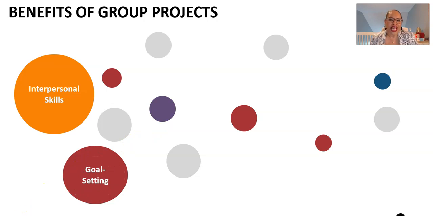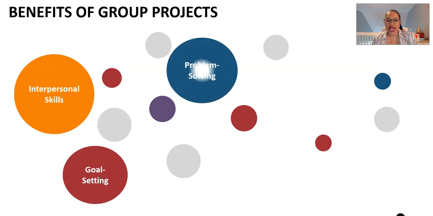All right, goal setting. Your students are going to learn how to set goals. Now, we just stuck right here with interpersonal skills and goal setting. Imagine how phenomenal, how dynamic, how influential, how impactful our students could be in the marketplace, in their own lives, if they could just develop their interpersonal skills and learn how to set goals and, of course, achieve those goals. The next thing that they learn from group projects is problem solving. They develop problem solving skills internally, and they develop problem solving skills as it relates to working with other people.